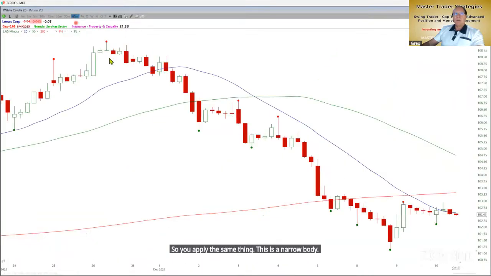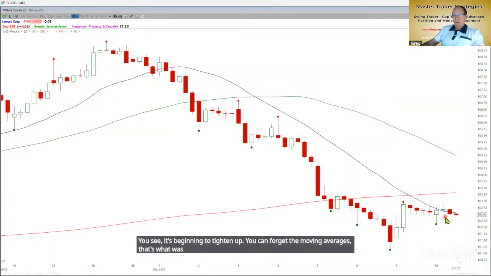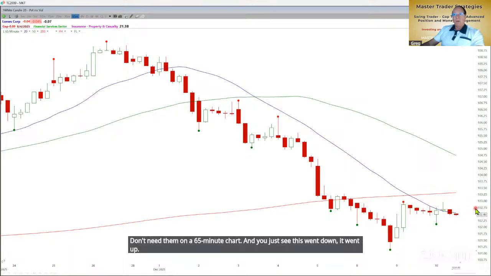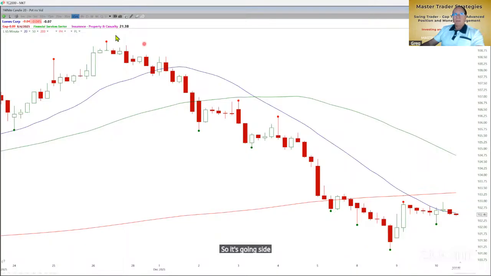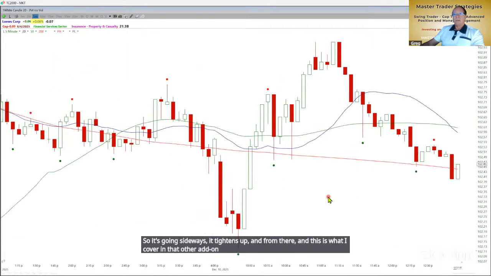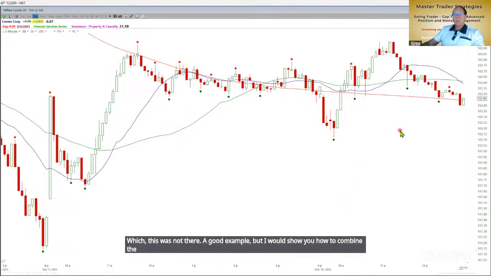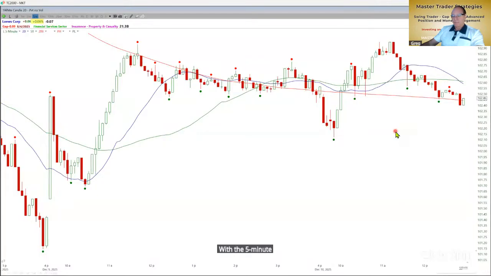So you're a day trader, you go to a 65-minute, you see it's beginning to tighten up. You can forget the moving averages. That's just what was on the daily chart. Don't need them on a 65-minute chart. You just see this went down, it went up, starts going sideways, it tightens up. And from there, and this is what I cover in that other add-on course, which this was not a good example, but I would show you how to combine the 65-minute with the 5-minute time frame.